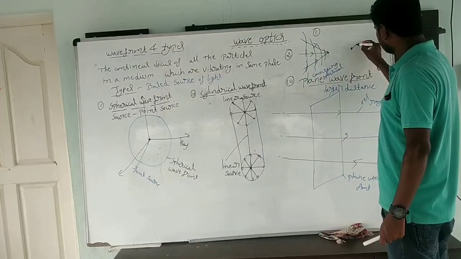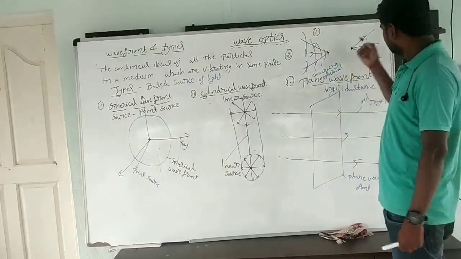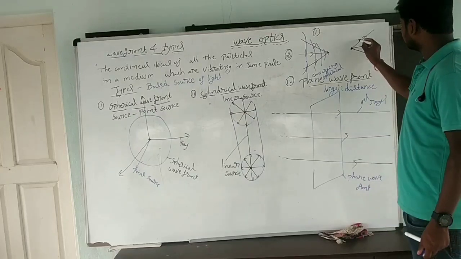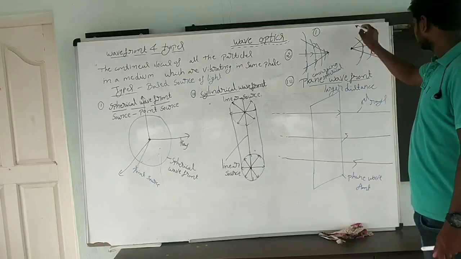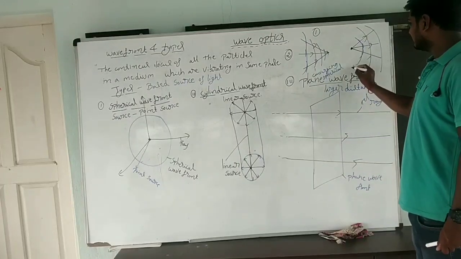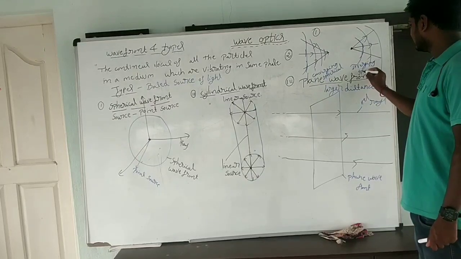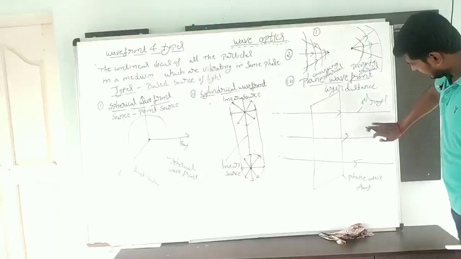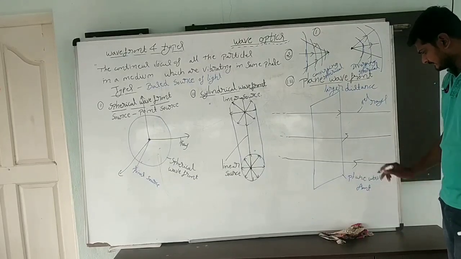All the rays are going to diverge from here. Diverging rays, they are going to move from a particular point. Diverging rays, what will happen? Again, here it will be one number. I am going to join this. Again, it will be this. What will it become? This will be a diverging spherical wavefront. Keep in mind, the parallel rays will give the plane wavefront.